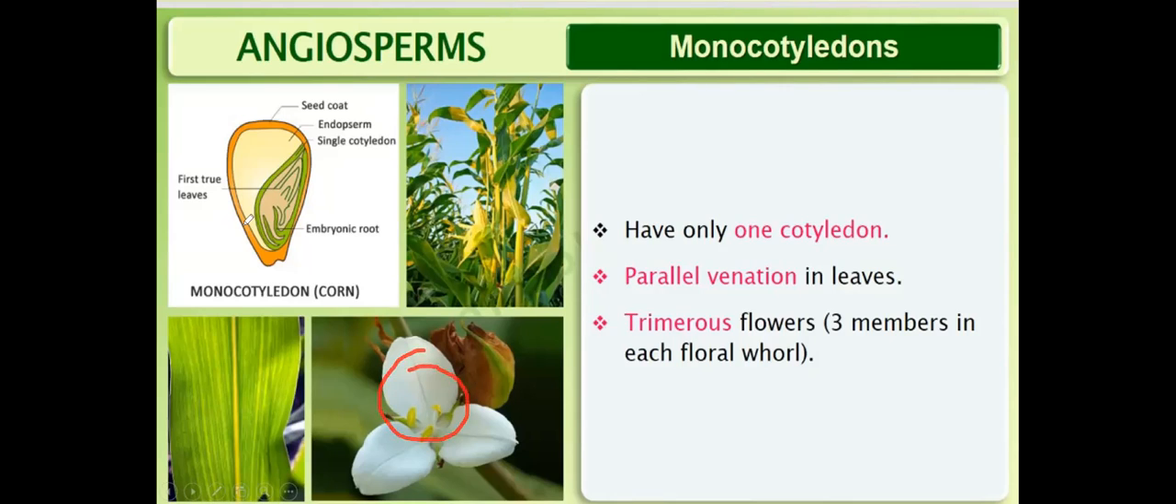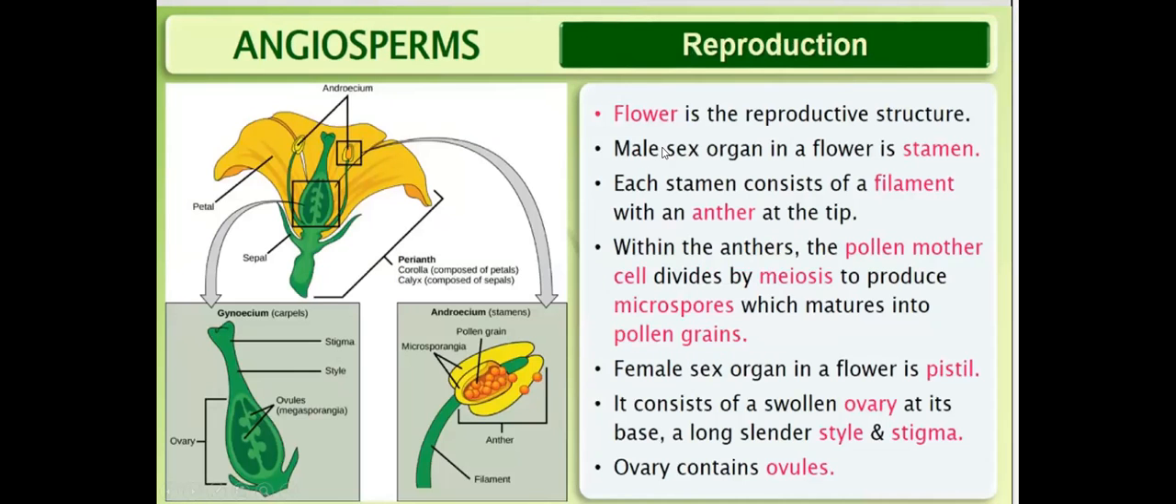So on the basis of seed, on the basis of leaf, and by seeing flowers, we can identify whether a plant is dicot or monocot. Now we'll study reproduction in angiosperms. Flower is the reproductive organ. In pteridophytes and gymnosperms, there were somewhat reproductive organs present.